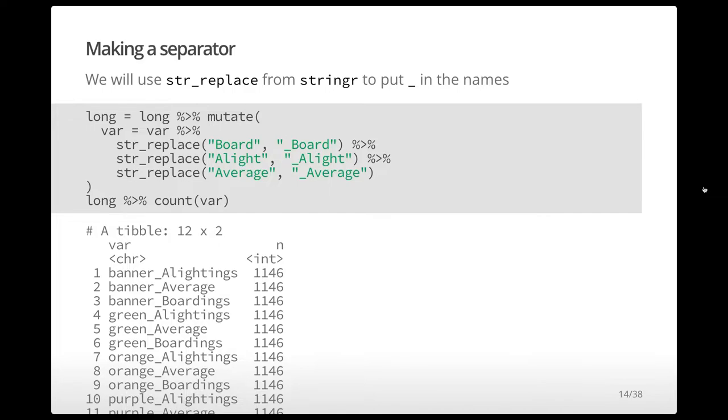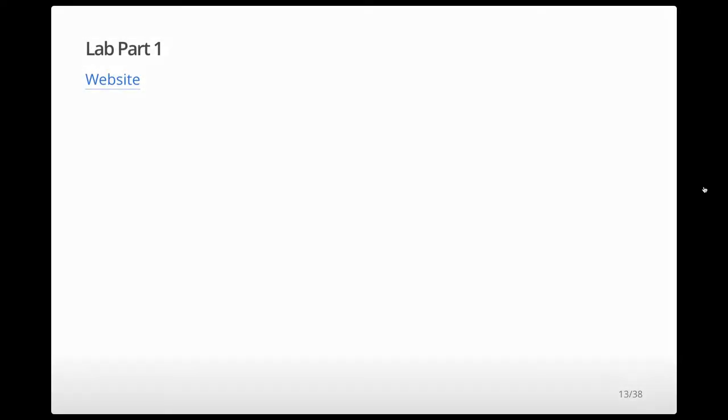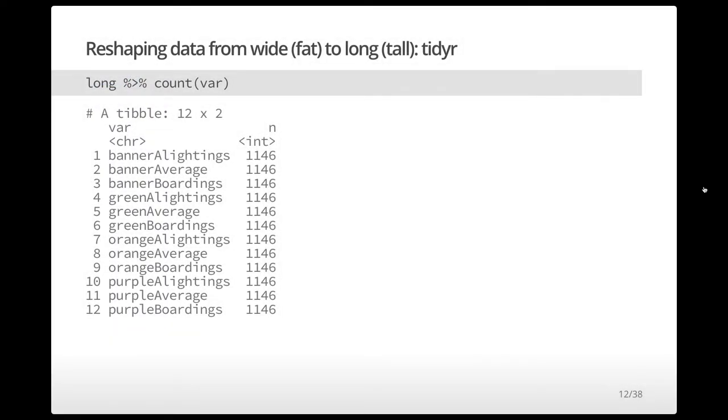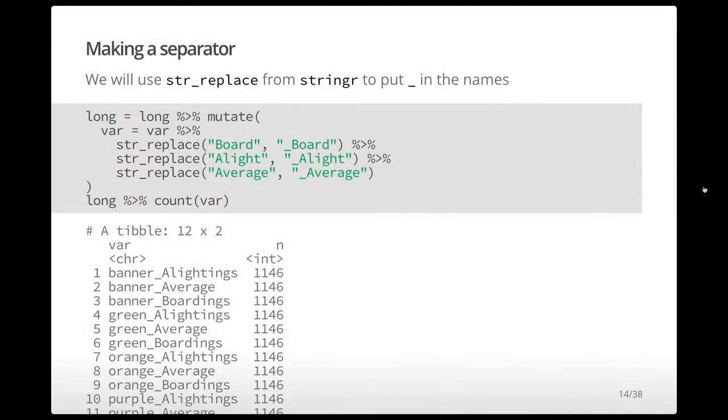So right now, all I'm doing in this command is I am taking this column var, and I'm replacing anytime it sees board with a capital B, I want you to put an underscore board. Anytime you see a light, it's underscore light, average, underscore average. So now, all these rows of this data set, instead of before, you saw green boardings, green average, things like that, you actually just see an underscore between them. So that's all we're doing. We're replacing anytime we see board, light, or average, we put an underscore between them because then we're going to separate this column into two separate columns.